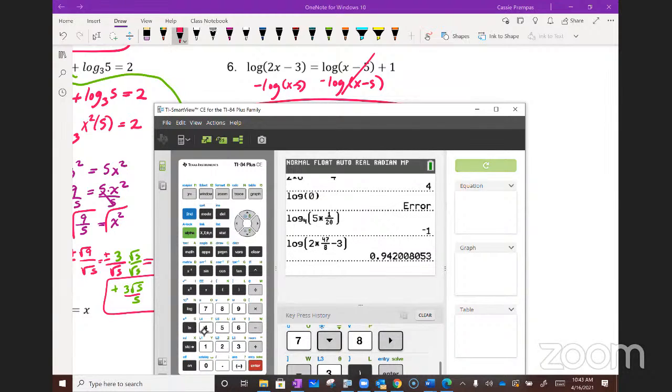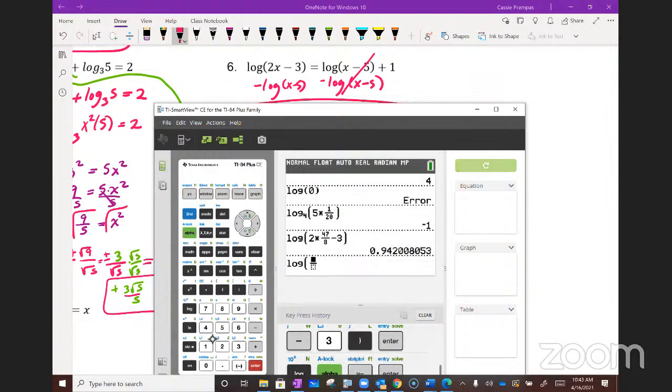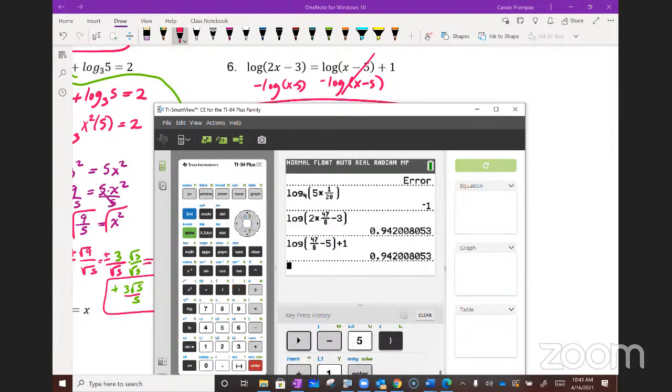So on the other side I'm going to type in log of that answer, which you guys said was 47 over 8, over 8. And then I have minus 5, close the parentheses, plus 1. And yes, the same weirdness. So I know that I have it correct because one side of the equation equals the other side of the equation.